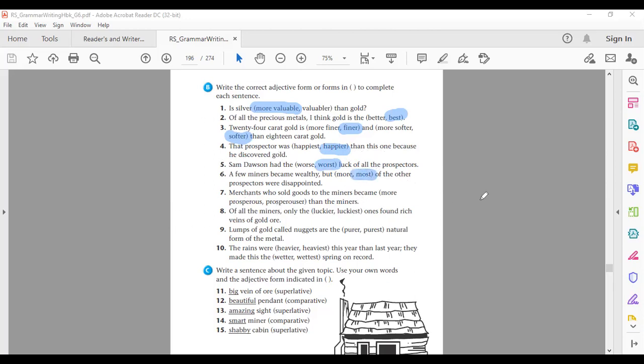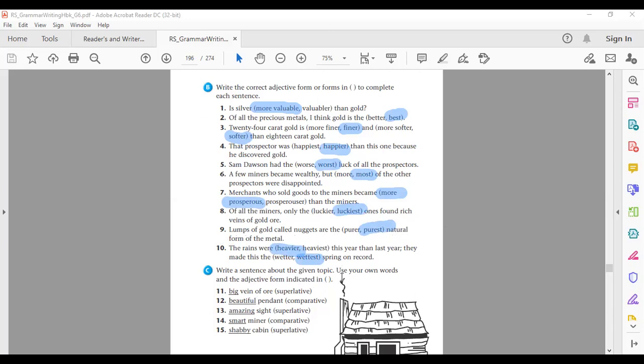Number 7. Merchants who sold goods to the more prosperous. More prosperous. Number 8. Of all the things, only luckiest found. Luckiest, excellent. Number 9. The lumps of gold called nuggets are the purest. Purest. Number 10. The rains were heavier this year than last year, made this the wettest year. Excellent.